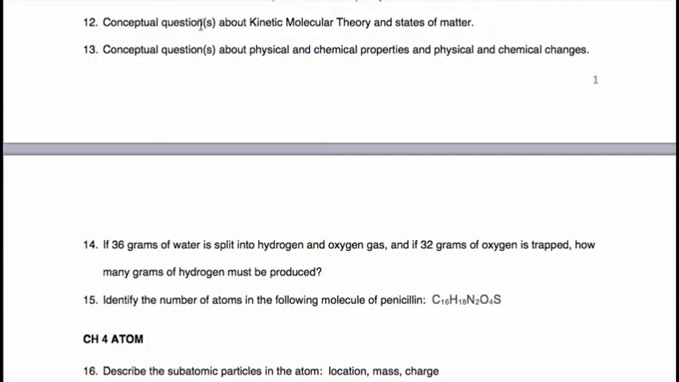So you'll have some conceptual questions about the KMT and the states of matter, which is what we've just covered there. Number 13, conceptual questions about the physical and chemical properties and physical and chemical changes. So the key thing is, is the atomic structure still the same in the material? If it's the same, then we have a physical change. If the atoms have rearranged and we've made new bonds, then we're dealing in the chemical stage, okay? So this is atoms break and make new bonds.